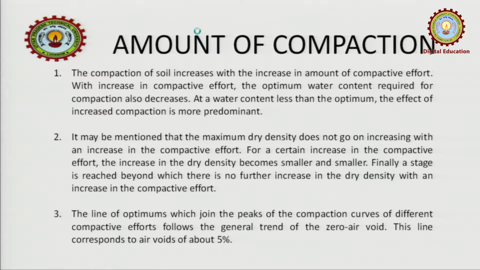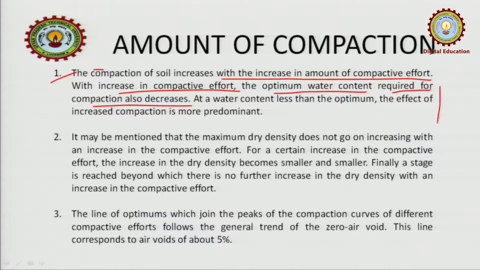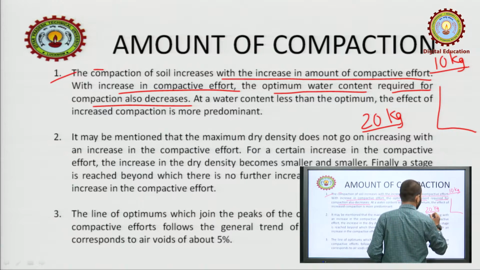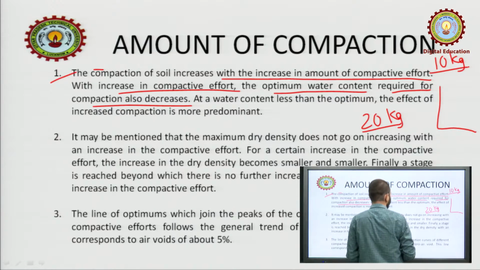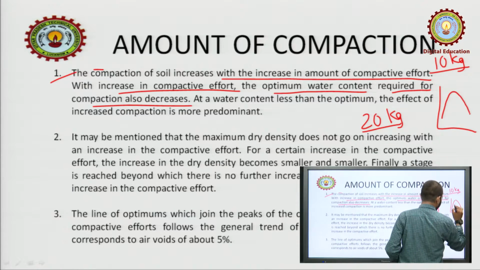Now, amount of compaction, which is the second factor. What we have written here: the compaction of the soil increases with the increase in the amount of compactive effort. With increase in the compactive effort, the optimum moisture content required for the compaction also decreases. Means, if you increase the compactive effort, let us say you are using a 10 kg rammer, later on you increase it to 20 kg rammer. What will happen? Due to this, the OMC will decrease.